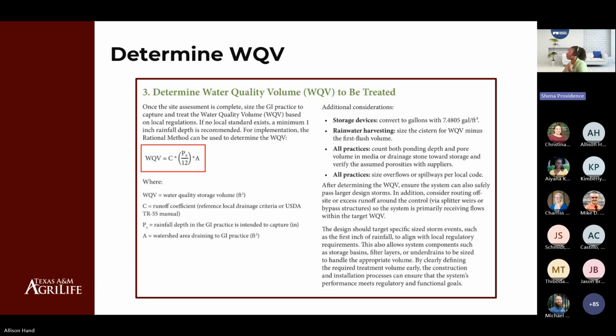But area, for example, here is in square feet, where typically we're looking at area in acres. So just kind of small things like that. Be mindful that you're doing those unit conversions as you're going through the guide itself. And I also want to note that the rainfall depth, the P value here, should be based on local regulations, but if no standard exists, typically a minimum 1 inch rainfall depth is recommended.